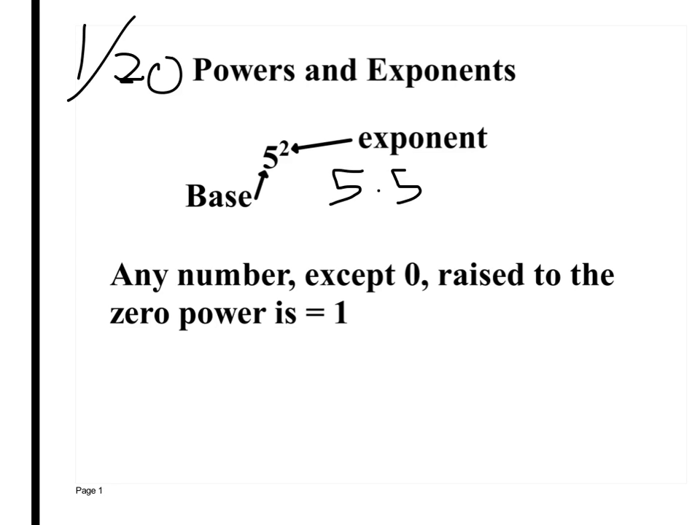The only other thing you need to know is that any number except 0, when raised to the 0 power, is 1. So 5 raised to the 0 power is 1. 10 raised to the 0 power is 1. The only thing that's not 1 when raised to the 0 power is 0. 0 raised to the 0 power you can't do. When you do it in a calculator, it gives you an error. But anything else raised to the 0 power is 1 every time. All right?